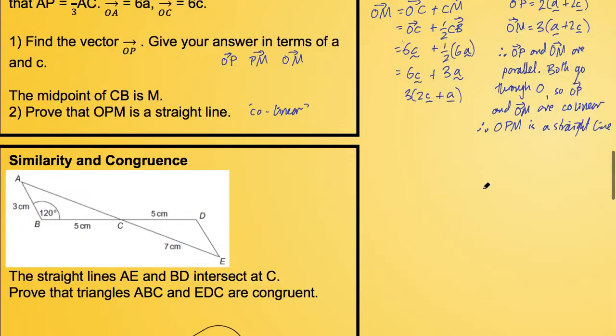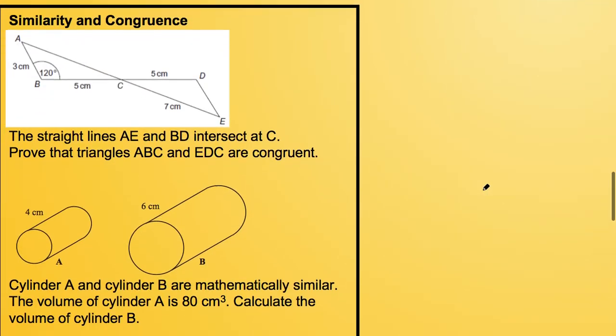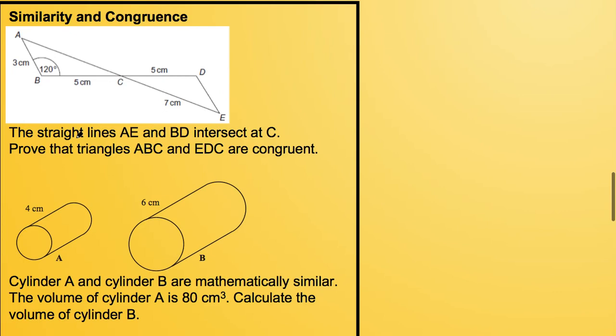Okay, similarity and congruence. So in this first question, we're told that the straight lines AE and BD intersect at C. That's important. It's exactly what it looks like, but it tells us that this is one straight line and that is one straight line. Prove that triangles ABC and EDC are congruent. So normally in these situations we are told that AB is parallel to DE, but we haven't been told that here, so we can't assume it. And because we can't assume that, we can't assume that any angles are the same.